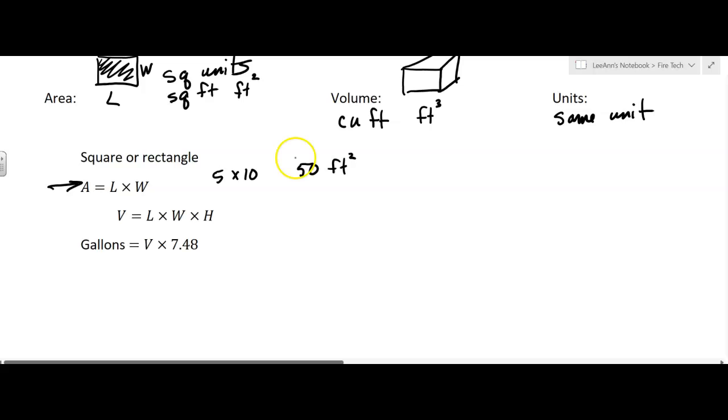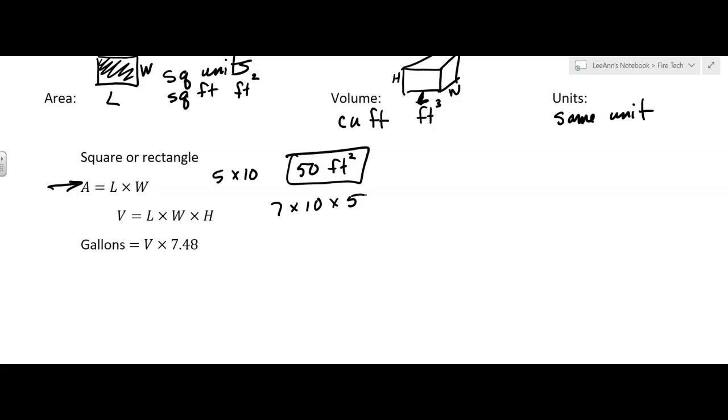Your book uses this notation. Okay, for volume, it's going to be the length times the width times the height. And they're using uppercase letters, so I have to change that there. Okay, so say you have a 7 by 10 by 5 container, and let's say it's in inches, and you want to know how much that container will hold. Well, it'd be 35 times 10, it'd be 350 cubic inches.